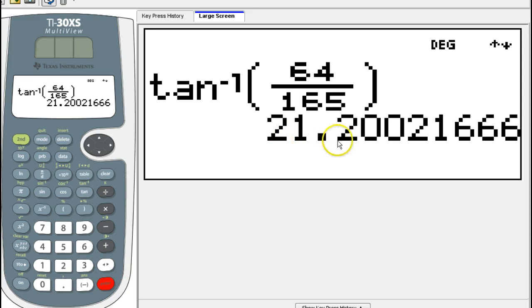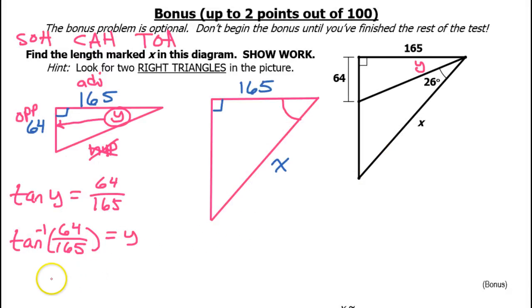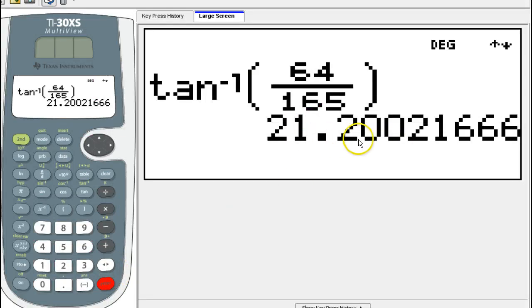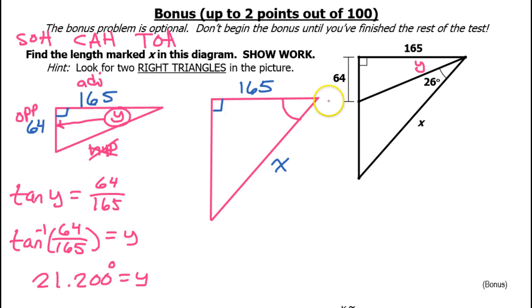So that's 21.200. Okay, and I should say degrees. Just double checking, 21.200. Okay, so that tells me that this little angle y right here is 21.2 degrees. So if I add these together, that's going to give me the measure of this angle of the larger triangle. So that should be 47.2. So this angle right here should be 47.2 degrees.